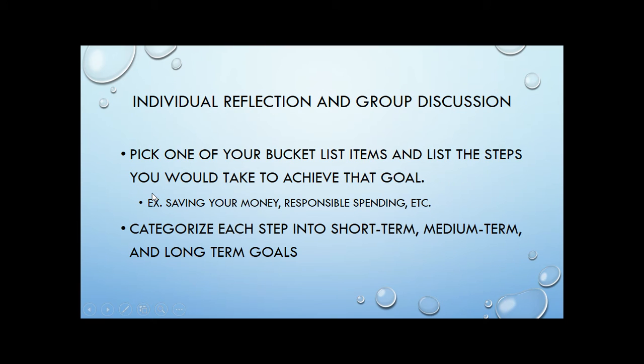Next, pick one of your bucket list items and list steps you would like to take to achieve that goal. So maybe your bucket list item is to travel to a certain place, maybe Australia. Well, what would you need to do to reach that goal? You need to save money. You need to maybe get a passport. You would need to maybe have a job that gives you enough time off work, things like that.